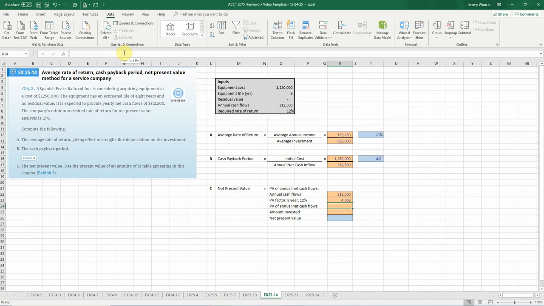All right, so the present value of the average annual cash flows, we're just going to take the cash flows, multiply it times our factor, gives us $1,552,500. And then we just subtract out our initial investment, and that will give us the net present value of $302,500.